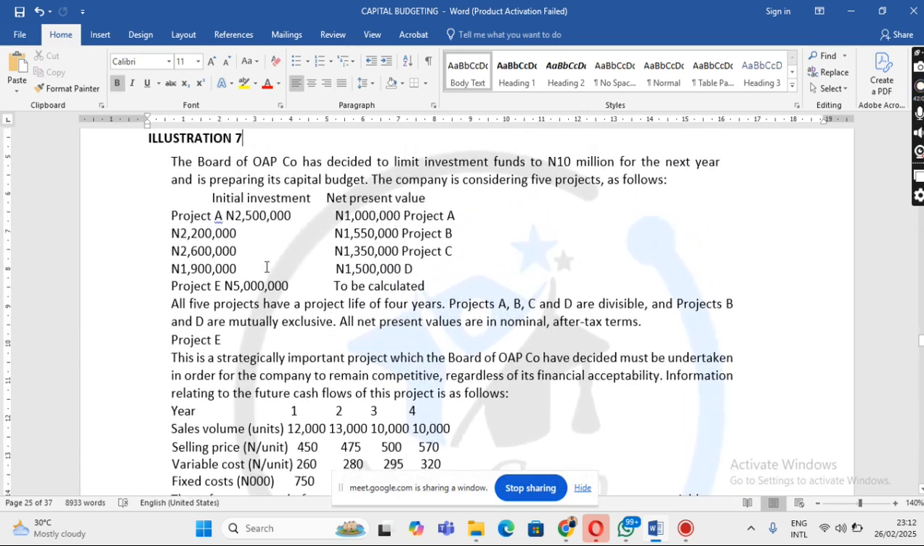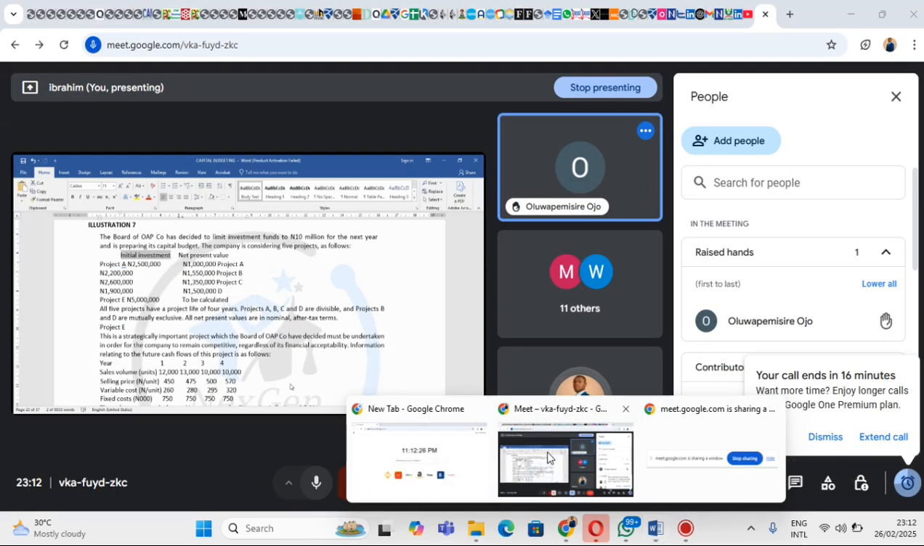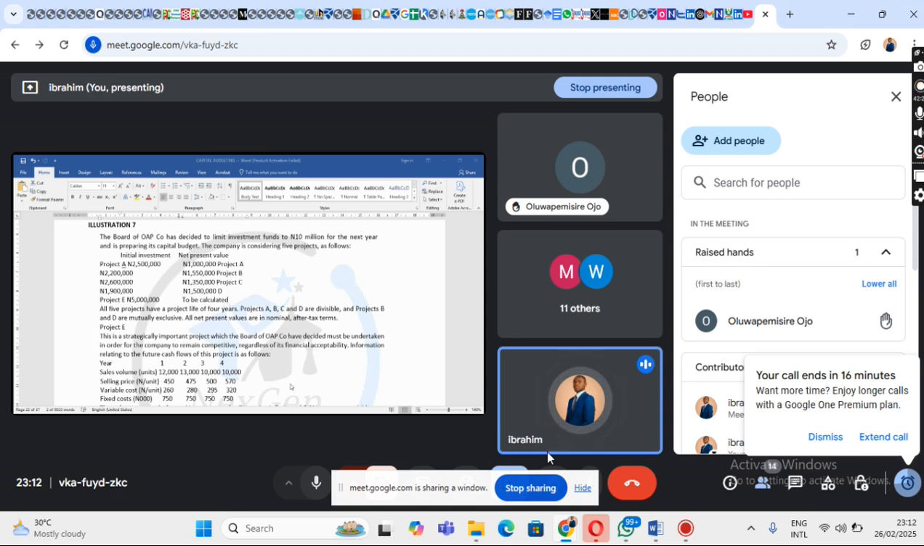Thank you for that question. You can see this is initial investment. This initial outlay, 2.5. This is 2.2. This is 2.6. This is 1.9. And this is project E, 5 million. Initial outlay is the cost that you will use to execute that project, and it is a relevant cost. It is usually at year 0.